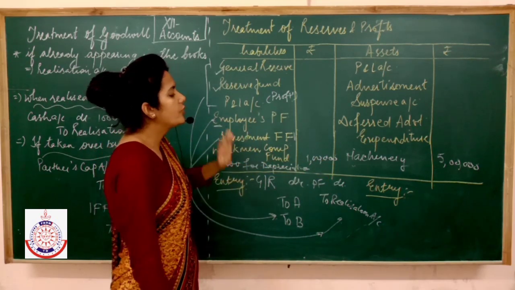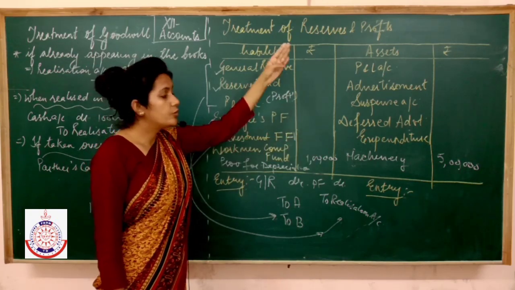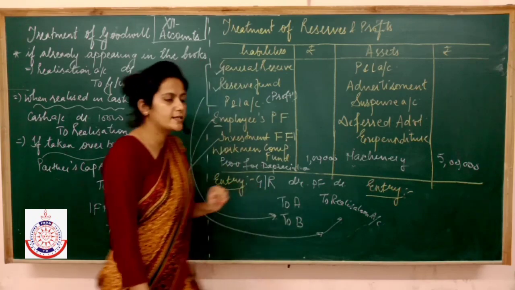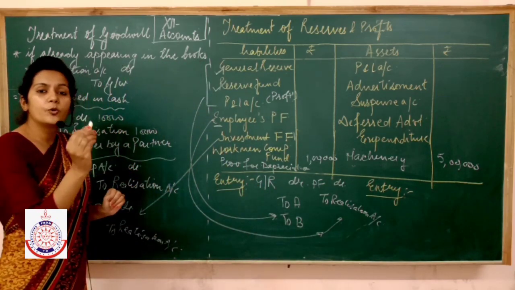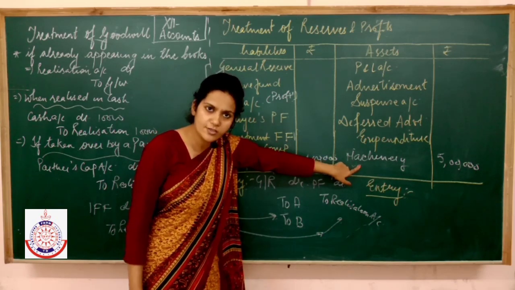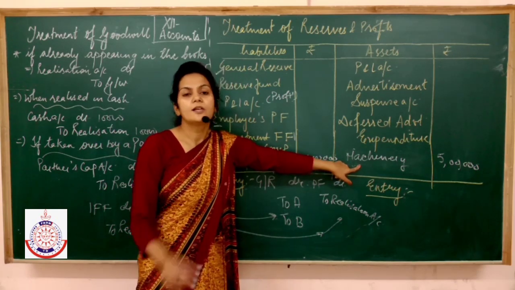Suppose now I am going to sell off this asset in the market as I am going to dissolve the firm. So 5 lakh minus 1 lakh is 4 lakh, correct? Now the 4 lakh is the book value. 5 lakh is the historical value or the original cost at which you have purchased the machinery.